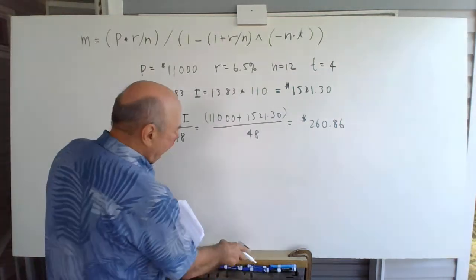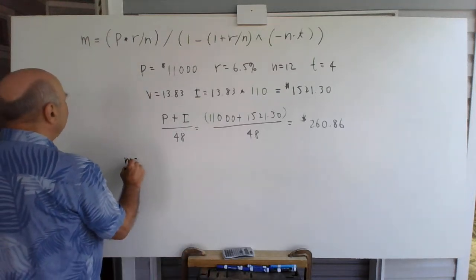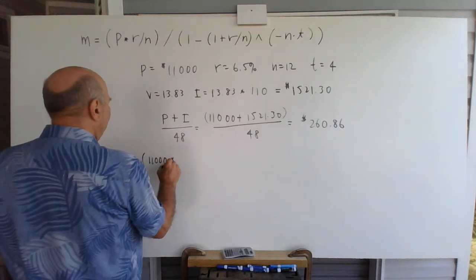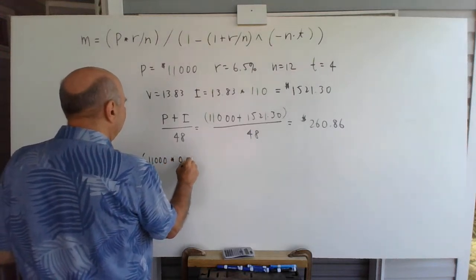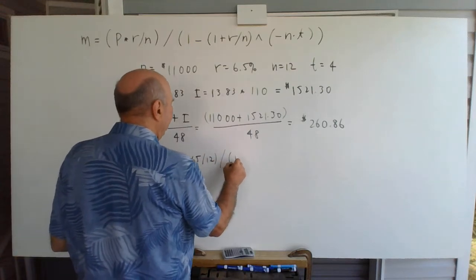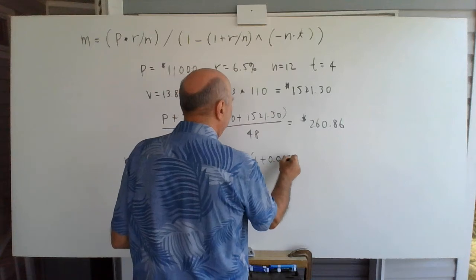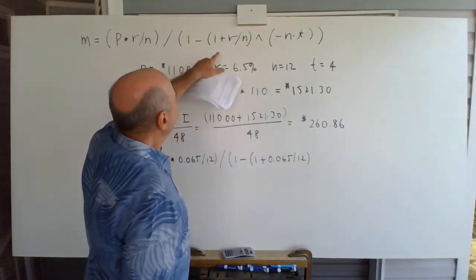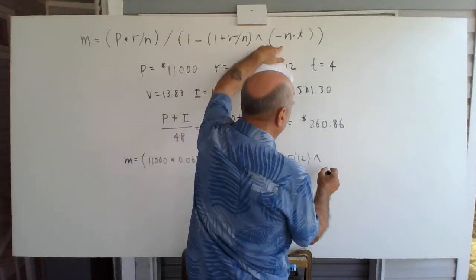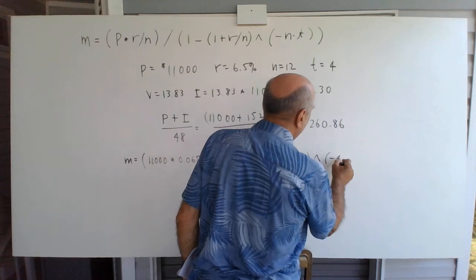Now let's do it the other way using the formula. So using the formula, M is equal to 11,000 times R, 0.065, divided by 12, divided by 1 minus 1 plus 0.065 divided by 12. See, there's that 1 plus R over N again. It's always there. And then negative NT. So negative NT is negative 48. So we'll just put negative 48.